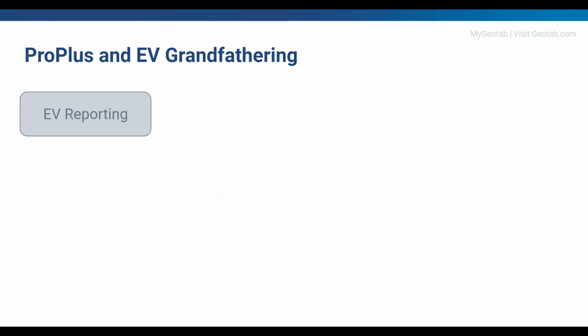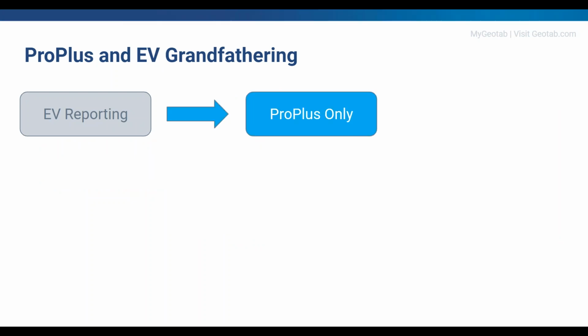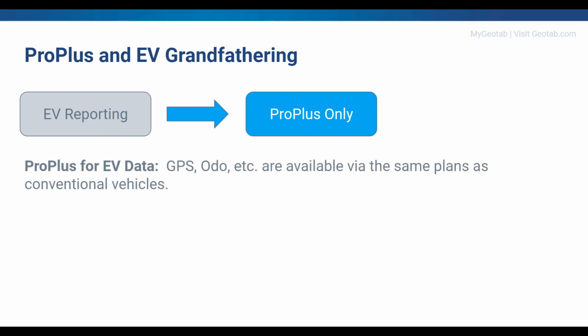Okay, I talked about EV grandfathering. A few of you with devices in your electric vehicles potentially had your EVs grandfathered. Just so you know, like I talked about, EV reporting is going to be under ProPlus, but if you're not on ProPlus with your EVs today, but you had those devices plugged in, you're going to be grandfathered into EV data continued support. What is under ProPlus is essentially what I talked about today. Things like GPS, odometer, etc., that are available under other plans for all vehicles are under those same plans.